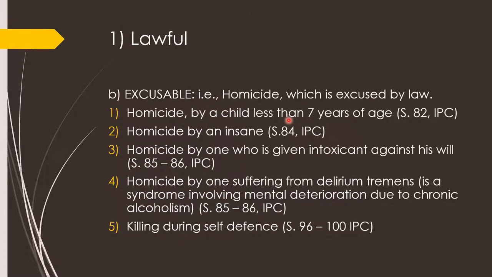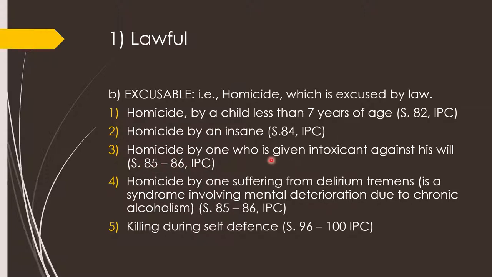The second type of lawful homicide is excusable homicide. Excusable homicide is homicide which is excused by law. Example, homicide done by a child less than 7 years of age, explained in section 82 IPC. As per Indian law, the minimum age for criminal responsibility is 7 years. So if the homicide is done by a child less than 7 years of age, it is considered as excusable homicide. Then homicide by an insane person, section 84 IPC. Homicide by one who is given intoxicant against his will, section 85 to 86.